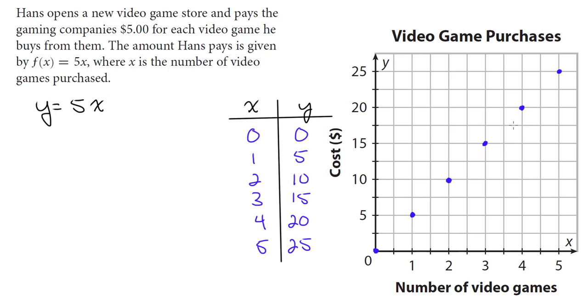So this here is an example of discrete data, because he's either going to pay 0 or 5 or 10 or 15 or 20 or 25. He's not going to pay in this situation $22. He's either going to pay $20 or $25. So when you have discrete data, you line up the points, but we do not draw a line through the points.